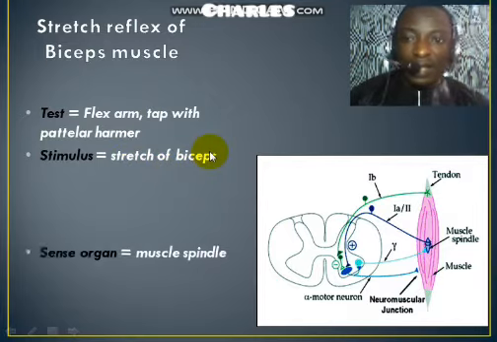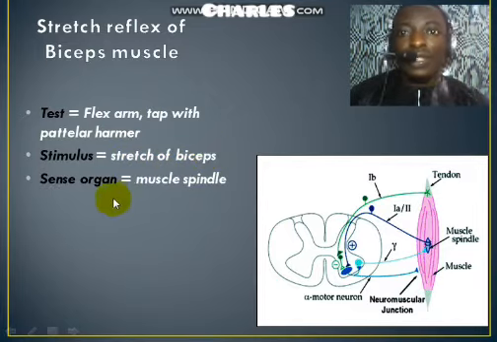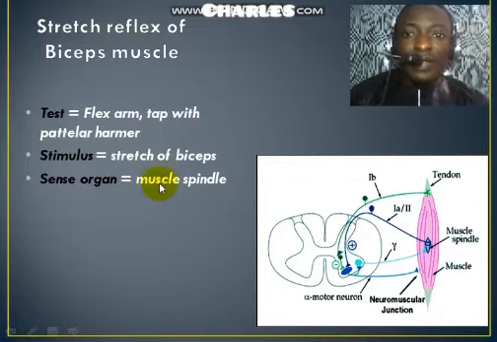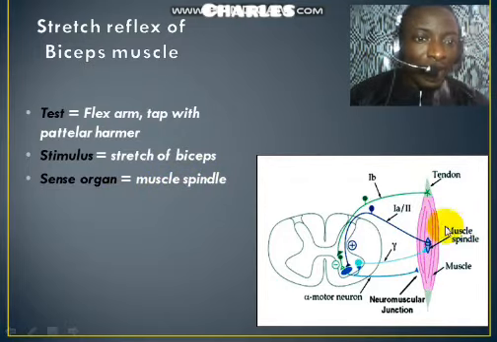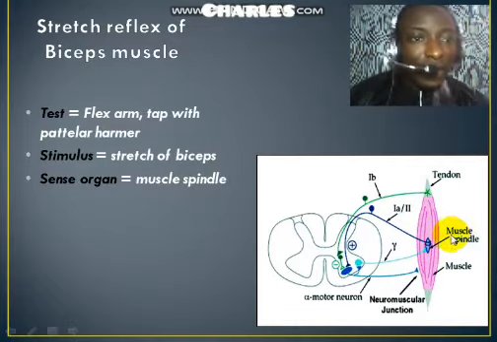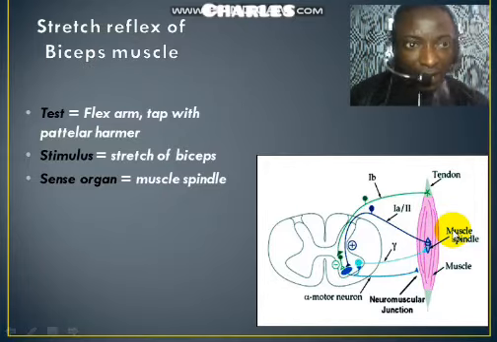Now, the sense organ, or the receptor, for the stretch reflex of the biceps muscle is the muscle spindle. A diagram here shows us the muscle spindle. This is the muscle spindle, and it represents the sense organ or the receptor of the stretch reflex of the biceps muscle.